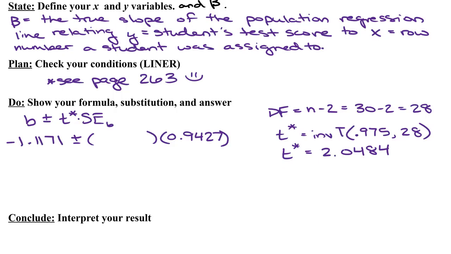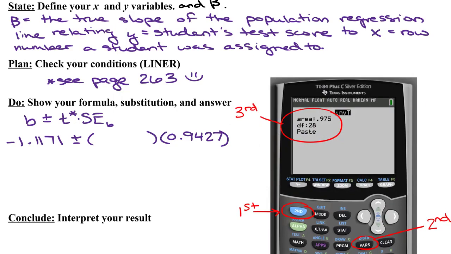So we ended up with 28 for our DF, and then we go to our calculator and use our inverse t. Recall that's your second VARS, same place that you found your normal CDF, binom CDF, all those CDFs. Your inverse t and inverse norm are also there. So we plug in 0.975, that's the area below. And then our degrees of freedom, 28.